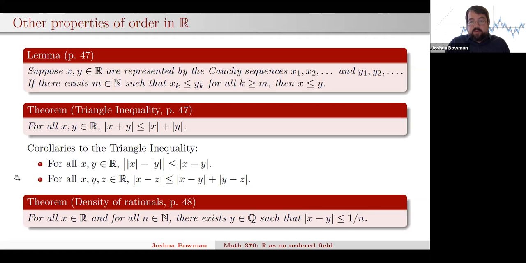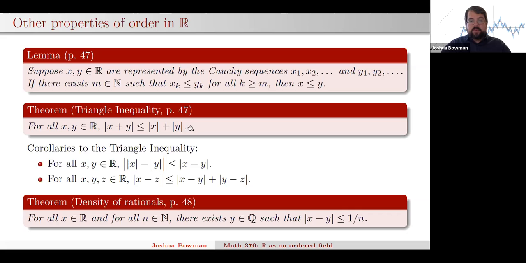The triangle inequality can be rearranged in various ways that are useful, and so I'll call these corollaries to the triangle inequality. One says that if you take any two real numbers, then the difference of their absolute values is less than or equal to the absolute value of their difference. Okay, so in the original, the absolute value of the sum is less than or equal to the sum of the absolute values. Now I'm saying that the difference of the absolute values is less than or equal to the absolute value of the difference.